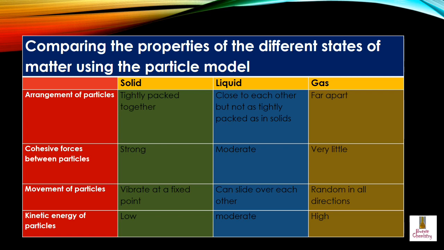Movement of particles. Solid particles vibrate at a fixed point. Liquid particles can slide over each other. Gas particles maintain random movement in all directions. Going by the properties that we've discussed in the first 3, we can easily infer that gas particles have very high kinetic energy. Solid particles have low kinetic energy, whereas liquid particles have moderate kinetic energy.